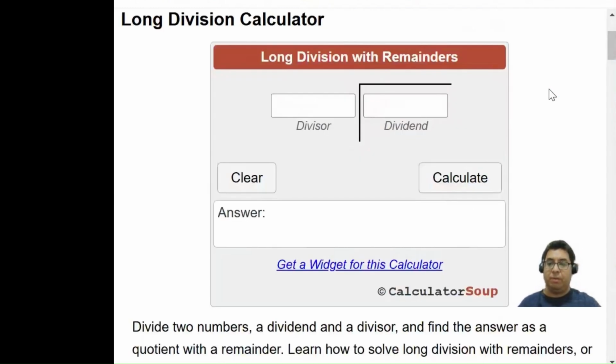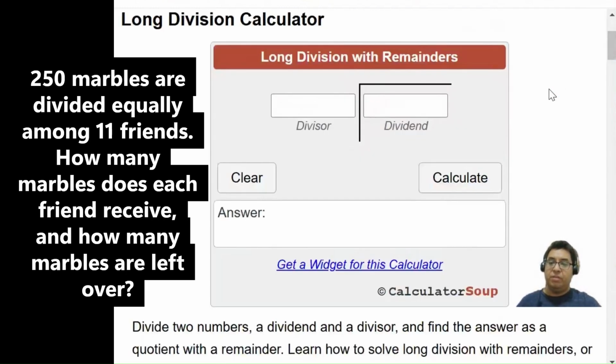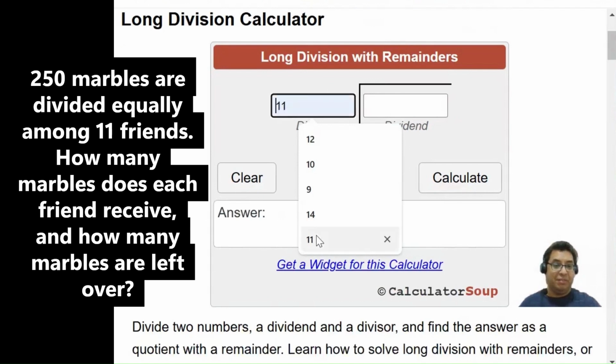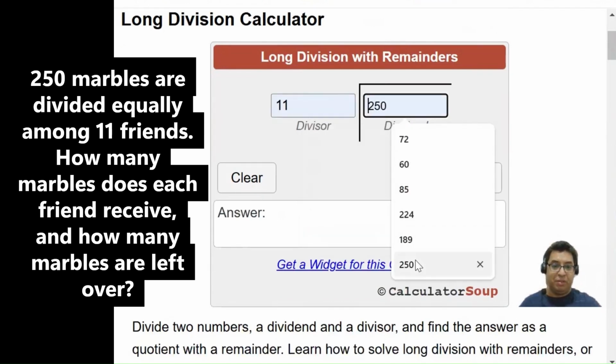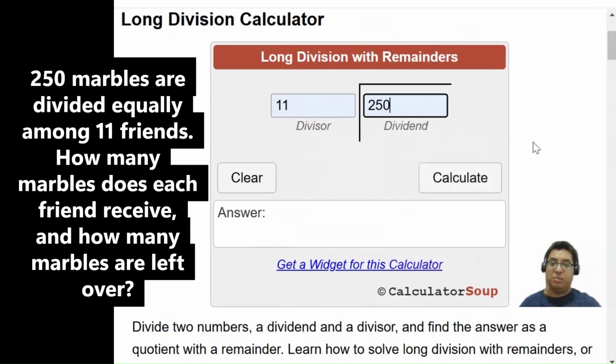So for the fifth problem, it says 250 marbles are divided equally among 11 friends. How many marbles does each friend receive? And how many marbles are left over? There's that keyword again, left over. So for the divisor, let's put 11. And then for the dividend, we're going to put 250. So what's 250 divided by 11?